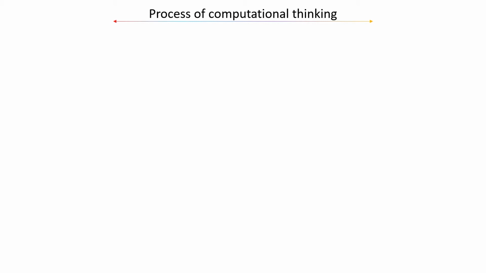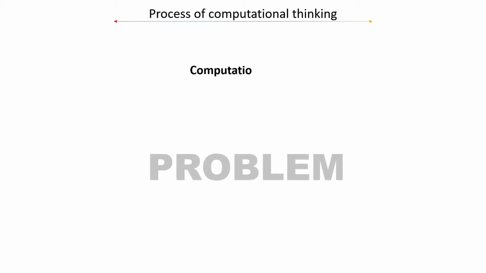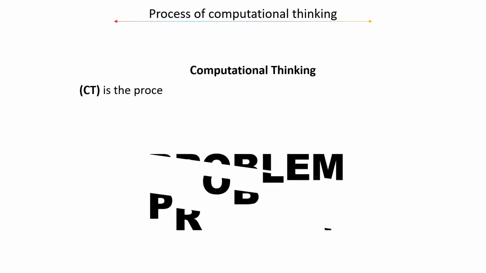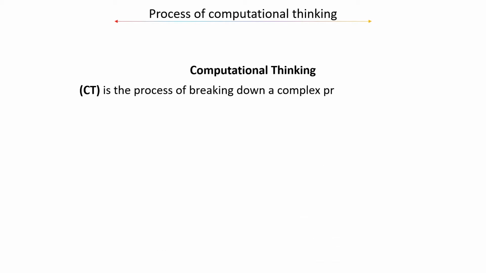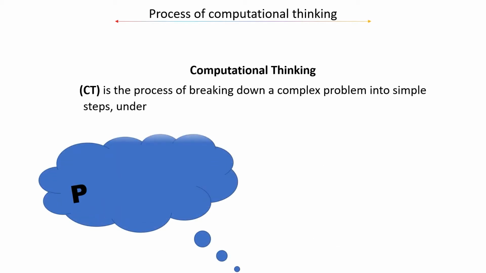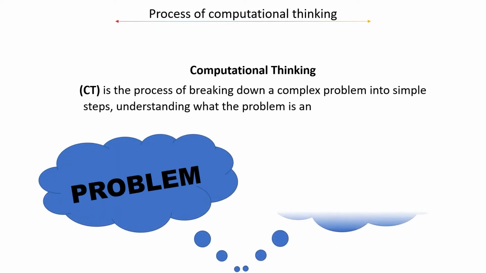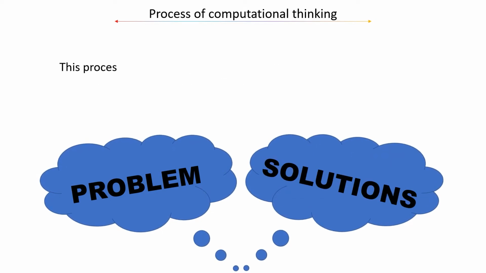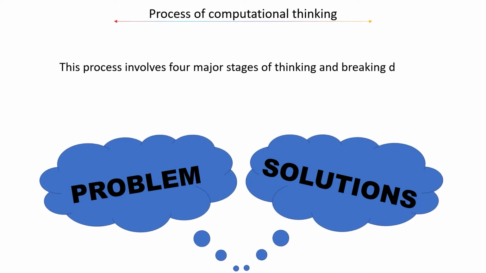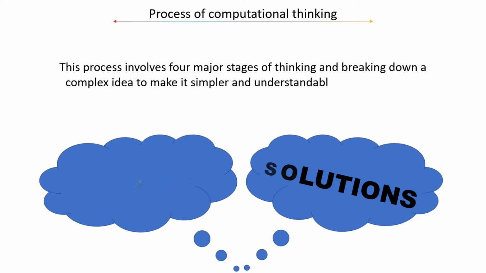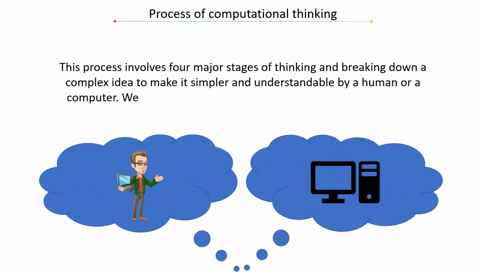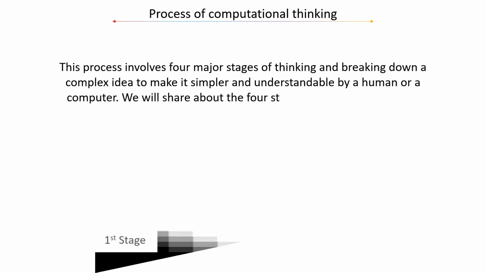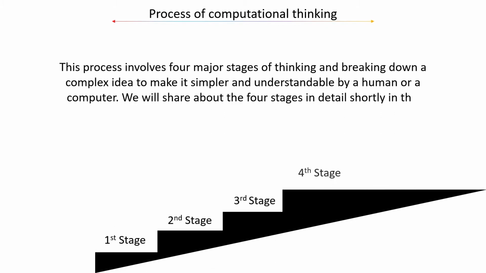Process of computational thinking. Computational thinking is the process of breaking down a complex problem into simpler steps, understanding what the problem is, and developing possible solutions. This process involves 4 major stages of thinking and breaking down a complex idea to make it simpler and understandable by a human or a computer. We will share about the 4 stages in detail shortly in this video.